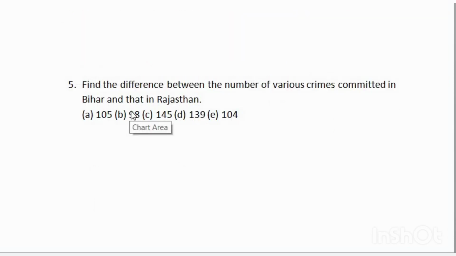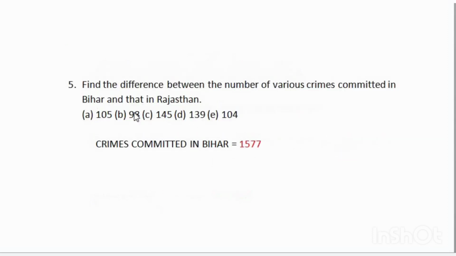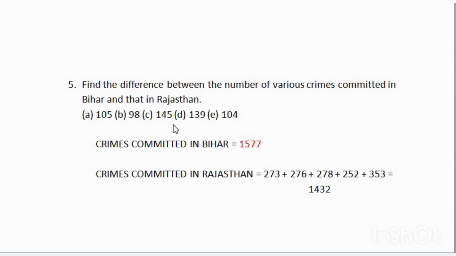Fifth question: find the difference between the number of various crimes committed in Bihar and that in Rajasthan. From the previous question, you got the total number of crimes committed in Bihar, that is 1577. That means in this question, you can save time in calculating this because you already got it in the previous question as 1577, right? So the number of various crimes committed in Bihar is 1577, and you have to find out the number of various crimes committed in Rajasthan.